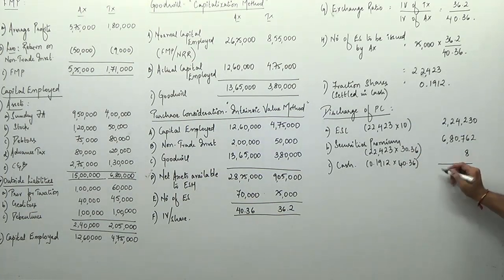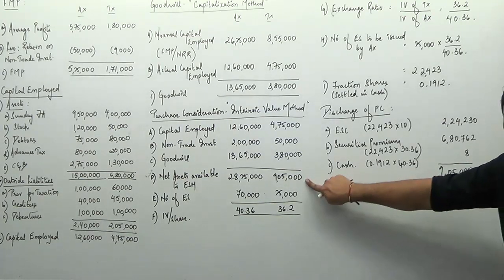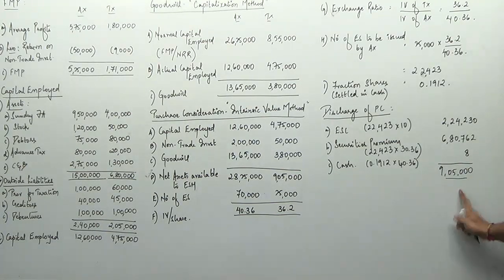I'll tell you how I wrote 8, because the total PC should be equal to the net assets of the selling company. What is the total net assets of the selling company? 9,05,000. The same 9,05,000 I should get. So I just wrote the balancing figure as 8. You will get something like 7 point something. Round it off to 8.